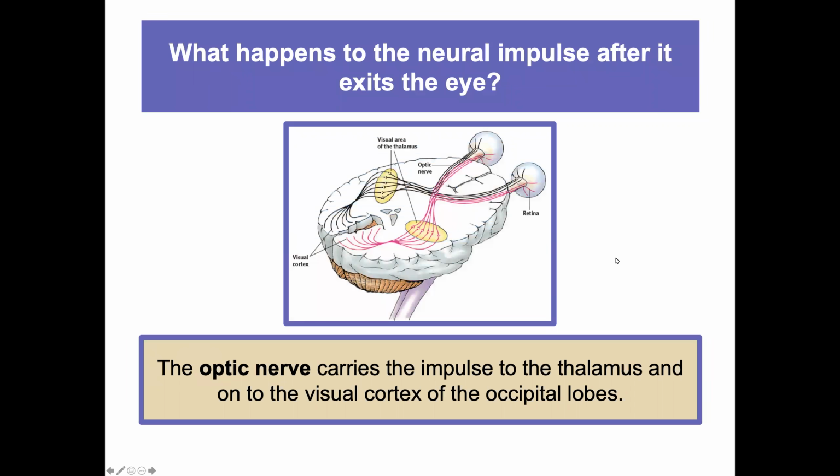So what happens to these neural impulses after they exit the eye? The light energy comes in and goes through those different structures within your eye, comes through your optic nerve, and then what happens? The optic nerve carries the impulse to the thalamus and on to the visual cortex. Remember, the visual cortex is in the occipital lobes in the back of your brain.